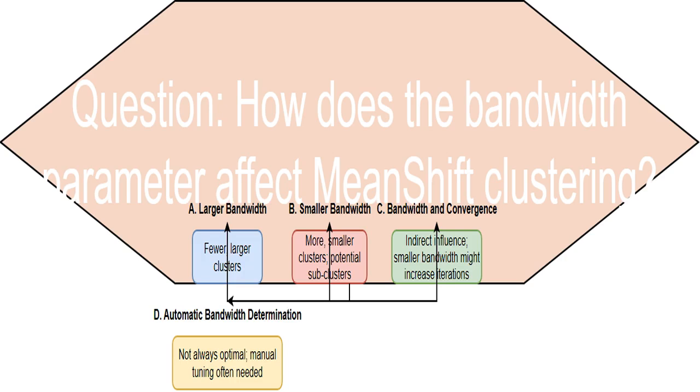This question sets the stage. It's asking us to think about how the bandwidth, think of it like the radius of a search circle, influences the outcome of the meanshift algorithm, a method used to group similar data points together. The algorithm looks for dense areas of data points and assigns those points to clusters. The bandwidth affects how large or small that search circle is, and consequently how many clusters are formed.